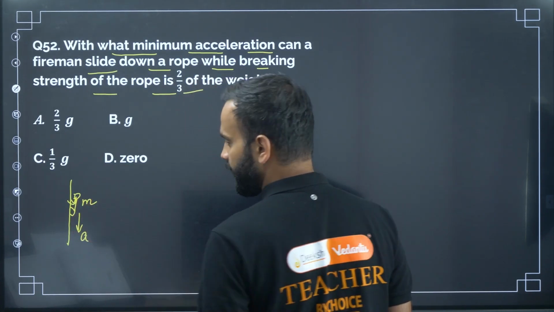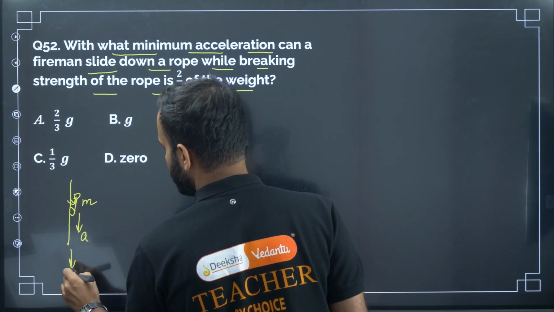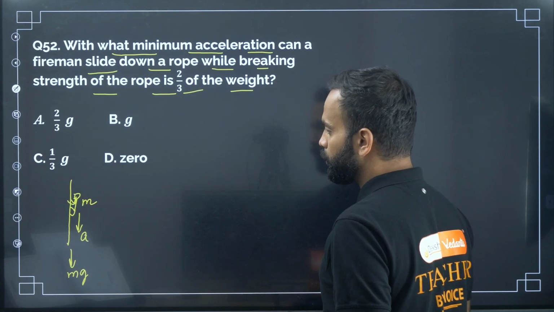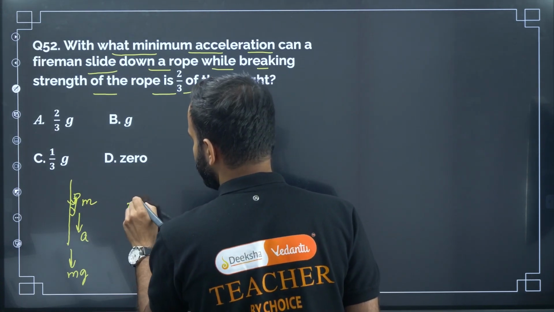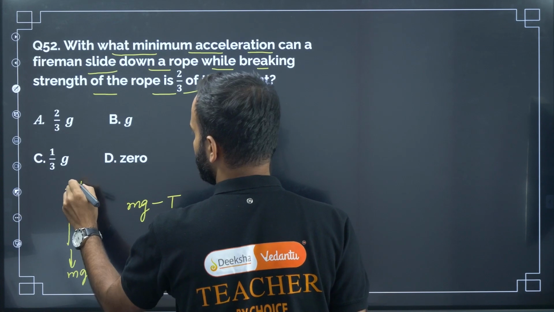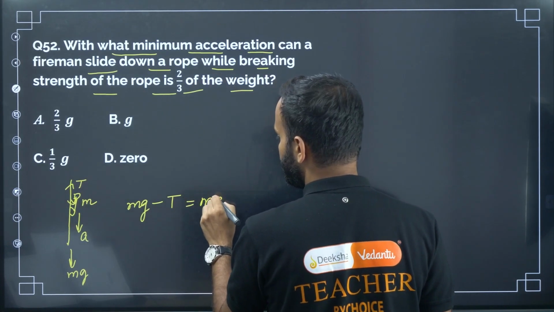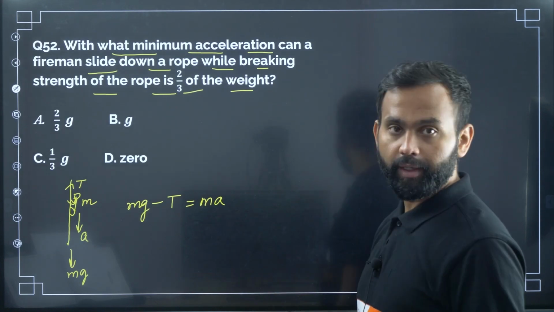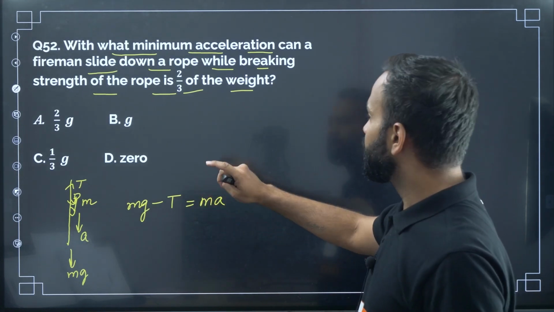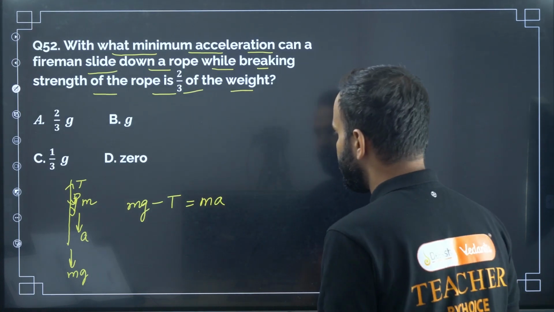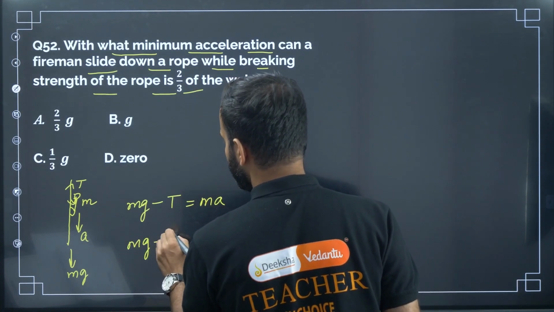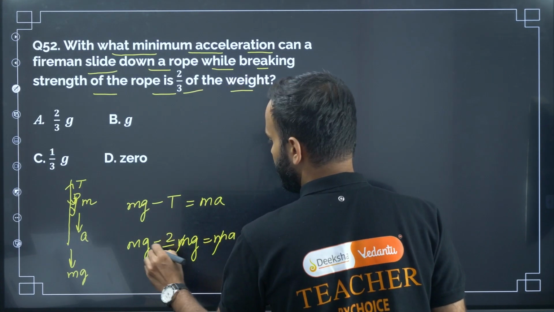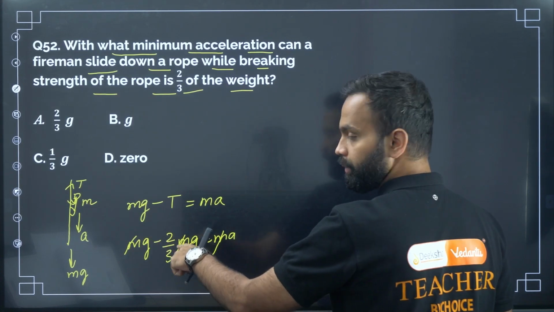So mass of the fireman is M, then the force due to gravity acting on the man is mg, right? So now apply Newton's second law of motion, right? So here mg minus T, T is the tension in the rope, okay? mg minus T equal to m into A. Maximum tension in the rope is 2 by 3 of his weight, right? So mg minus 2 by 3 times mg is equal to ma, right? So now m will get cancelled. So then 3g minus 2g is g.